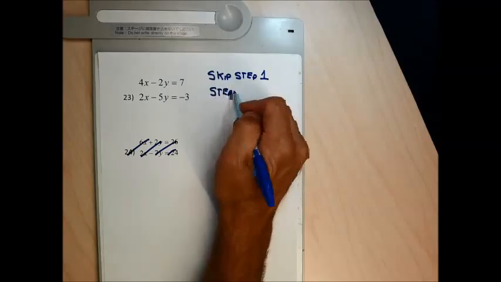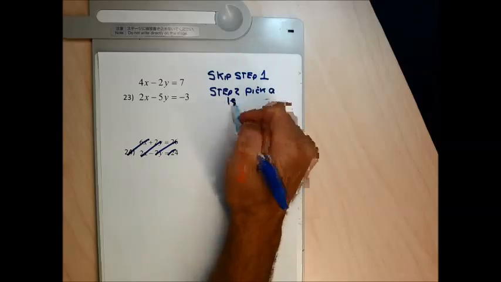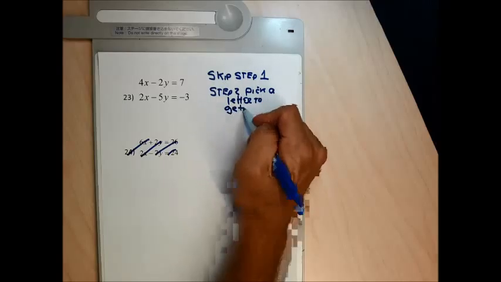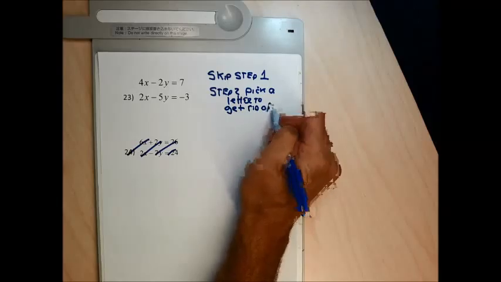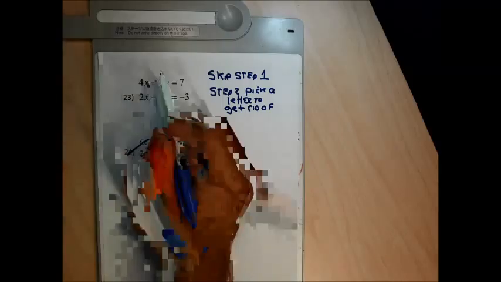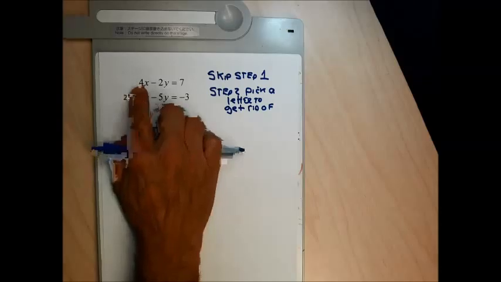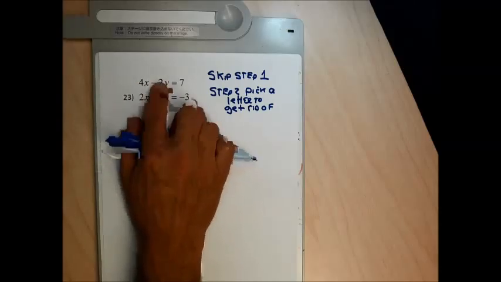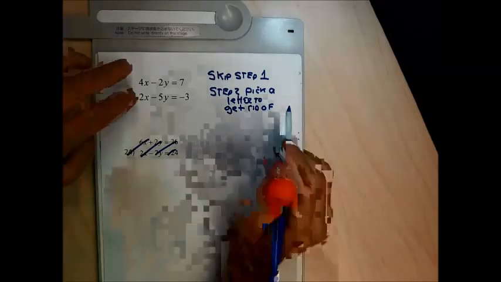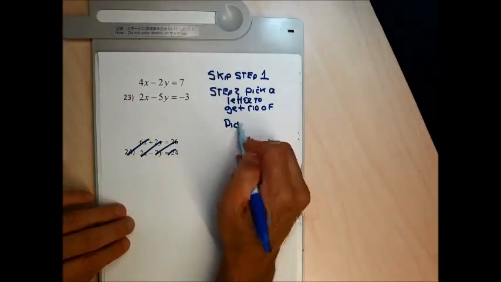For step 2, I need to pick a letter to get rid of. You can pick x or you can pick y, and you can get the right answer if you pick x or y. There's not a wrong number to pick. If I look at the numbers in front of the x, the number in front of this x times 2 equals that number, but the numbers in front of these y's aren't multiples of each other. If you have your choice, you should pick the numbers that are multiples of each other. It makes less work. So I'm going to pick the x, but you could pick the y.